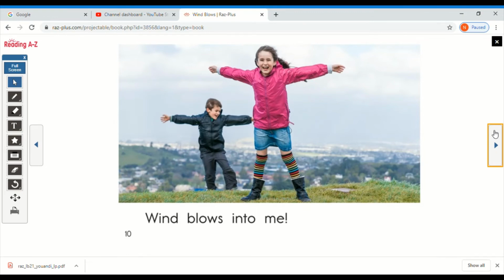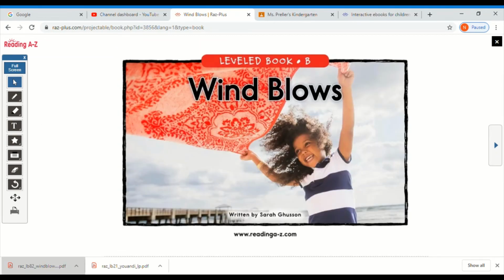Great reading, boys and girls. Now we're going to go and answer some comprehension questions. So, boys and girls, for my comprehension question of the day, I want to make sure we're really looking through the text to find our answers. So, today we're going to look at cause and effect. Cause is the thing that happens first, and effect is what happens next.